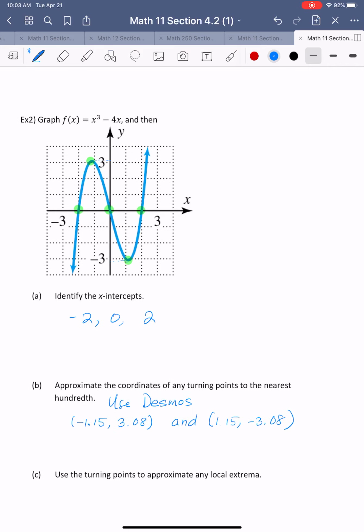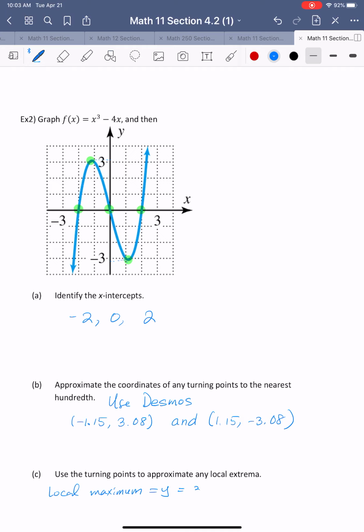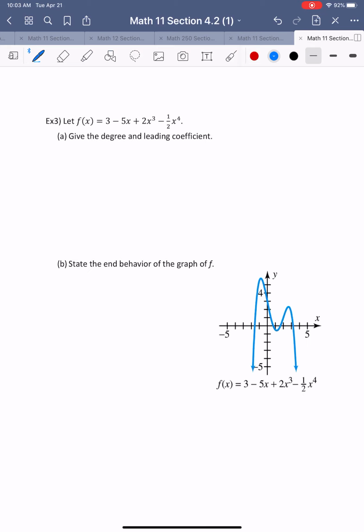Use your turning points to approximate any local extrema. The local extrema come from the turning points. The local maximum is the y value at a turning point, which is 3.08, and the local minimum is the y value at the lowest place, negative 3.08. All right, let's look at another problem. Now we have a function.